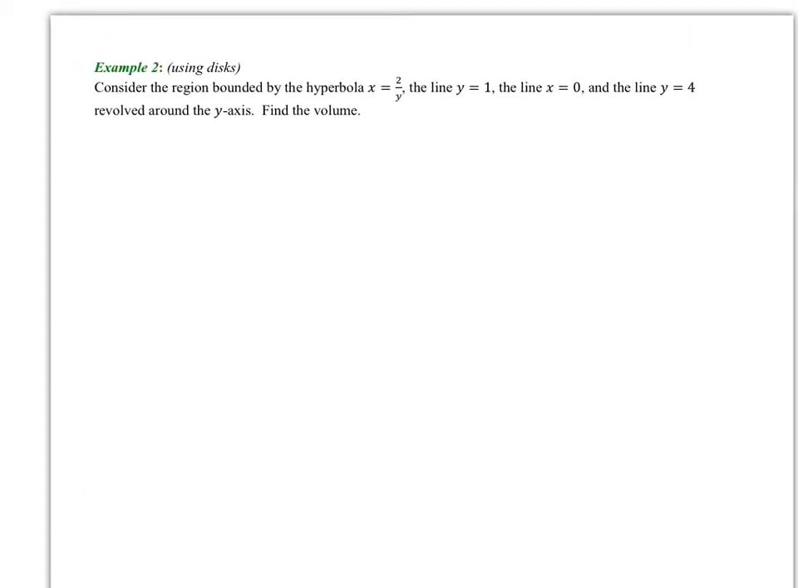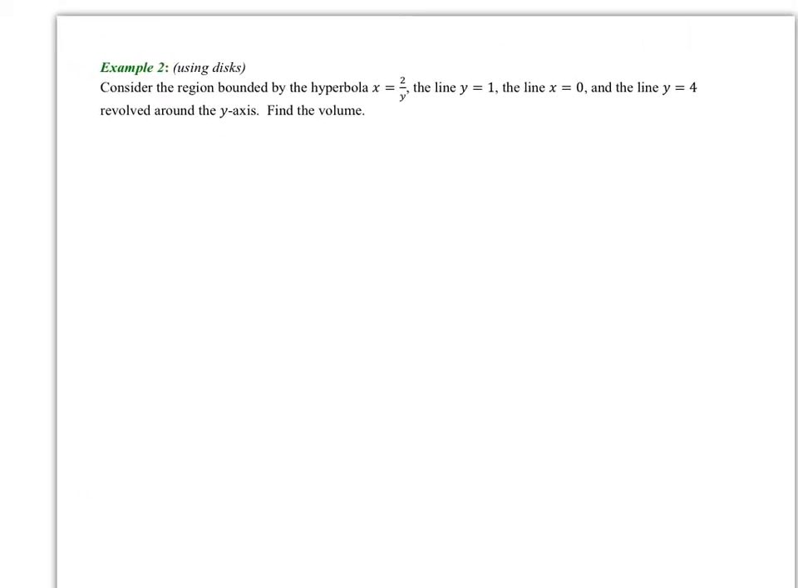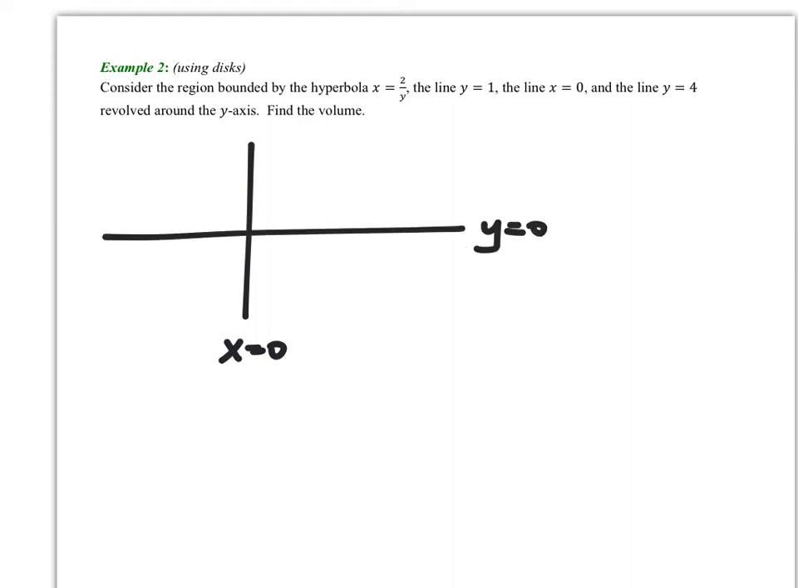All right, let's try the following situation. Let's consider the region bounded by the hyperbola x equals 2 over y, and the line y equals 1, the line x equals 0. Let's sketch this first. Here's the line x equals 0, that's called the y-axis. The line y equals 0, let's also put in black. That's the x-axis.